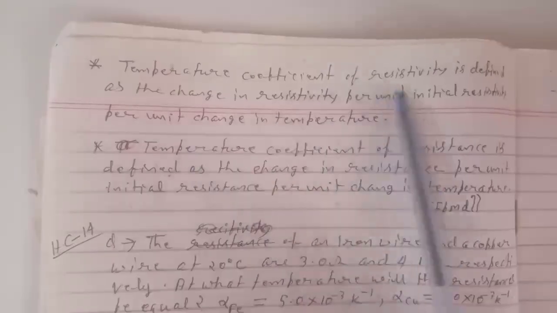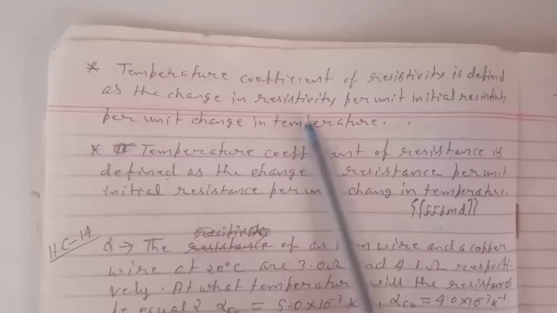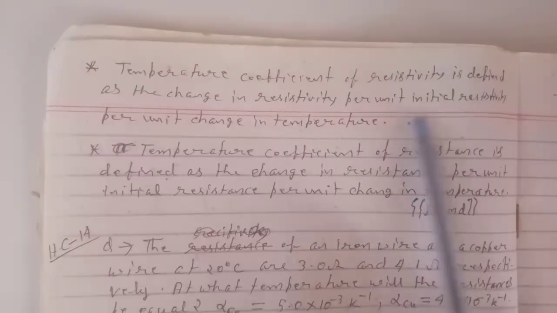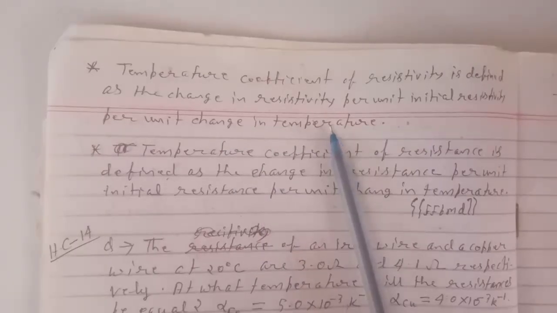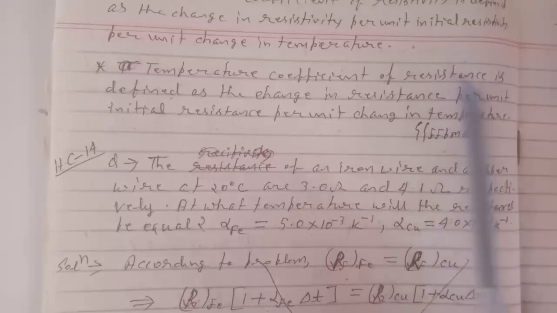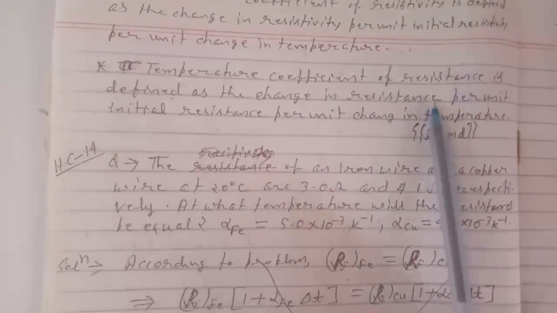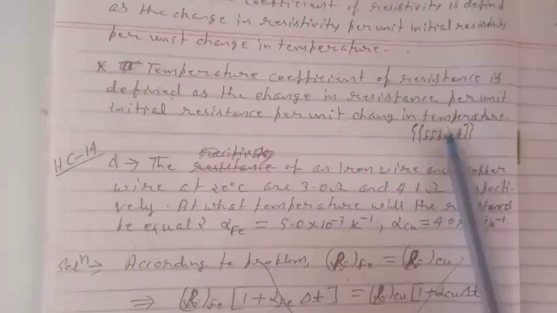Next, temperature coefficient of resistivity is defined as the change in resistivity per unit initial resistivity for unit change in temperature. Second, temperature coefficient of resistance is defined as the change in resistance per unit initial resistance per unit change in temperature.